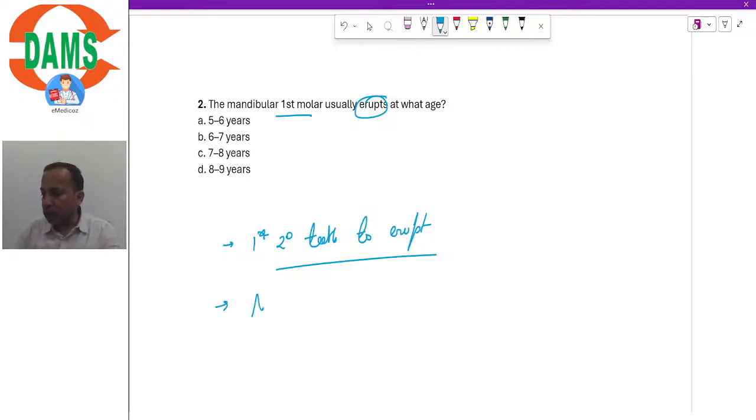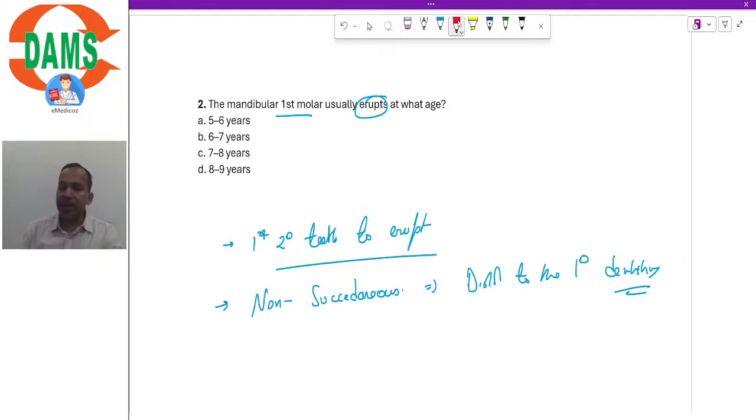Also, the molars are non-succedaneous, so they erupt distal to the primary dentition. They erupt distal to the primary teeth, right? So just distal to the mandibular primary second molar the mandibular permanent first molar erupts, isn't it? And it erupts at an age of about 6 to 7 years. To be more specific, it erupts at about 6 years, right?